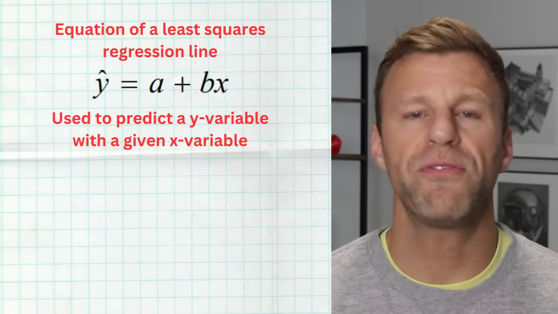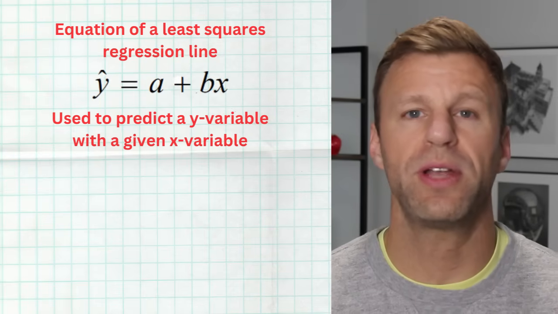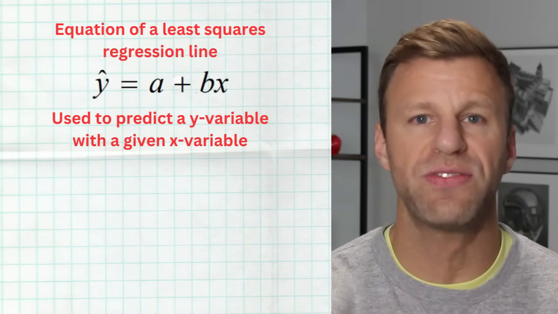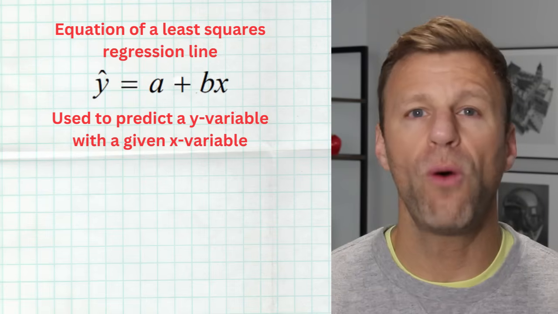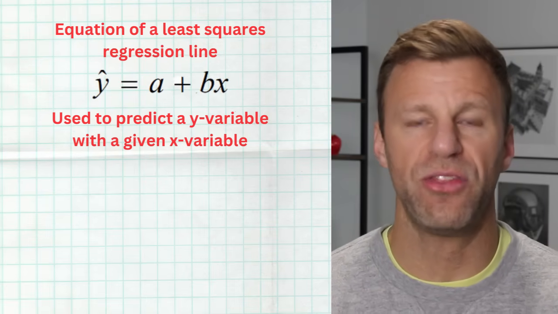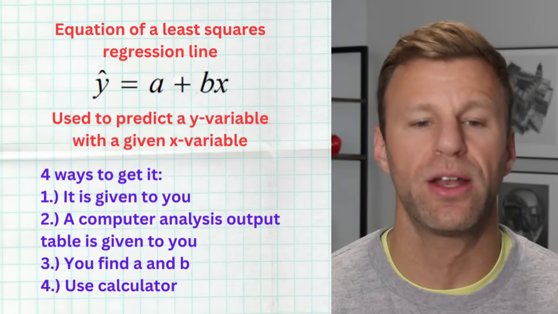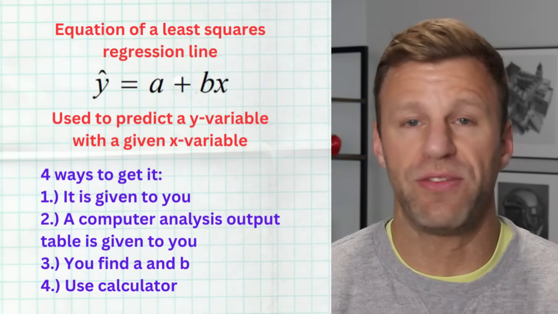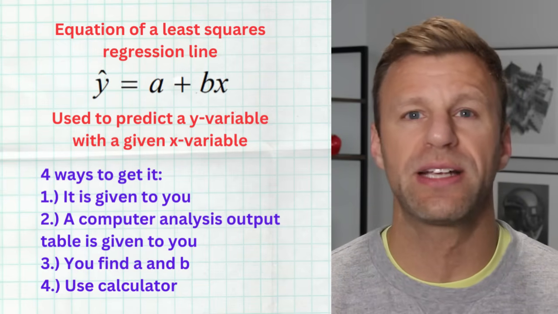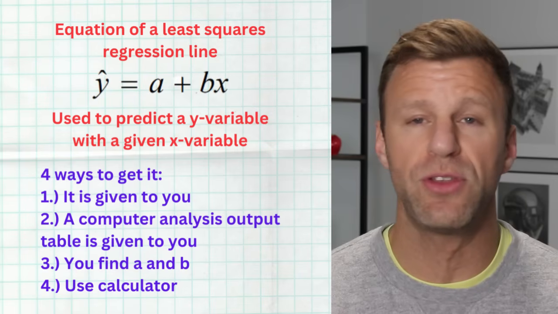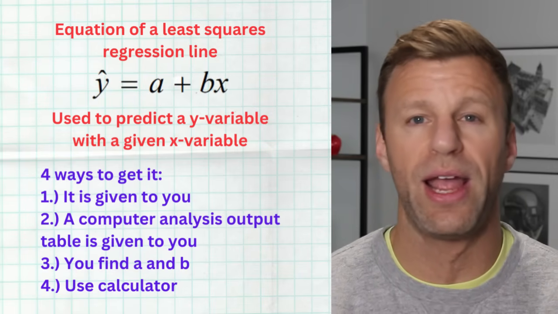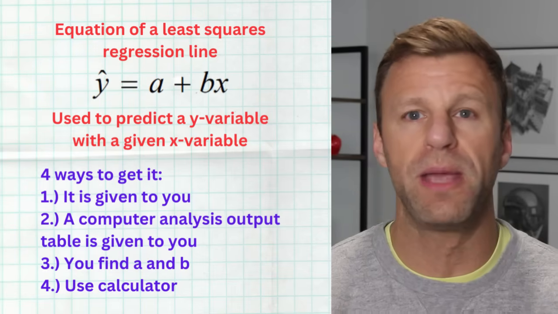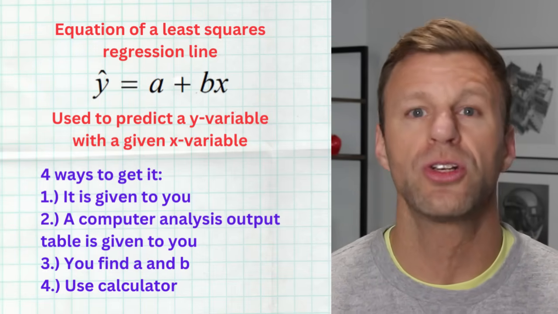Here is the equation of the least squares regression line that's used to predict a y value with a given x value. Now, there are 4 different ways that you could get this equation. This is really important to understand. One, I just straight up give it to you. This actually happens quite often on the AP exam, especially with multiple choice. They will just give you this equation. You just need to know that the first number, A, is the y-intercept, and the value being multiplied by x, the b, is your slope.